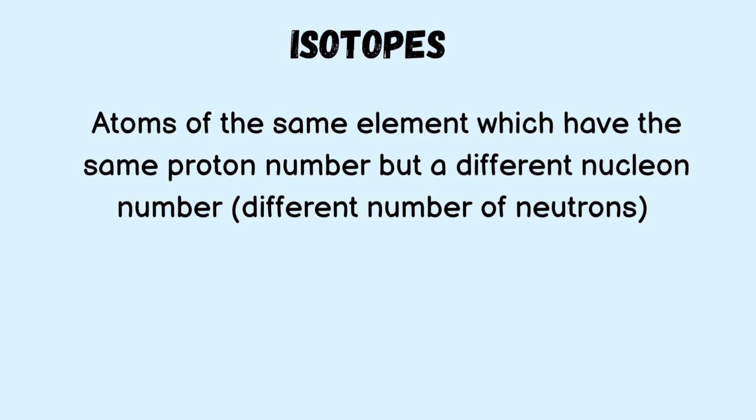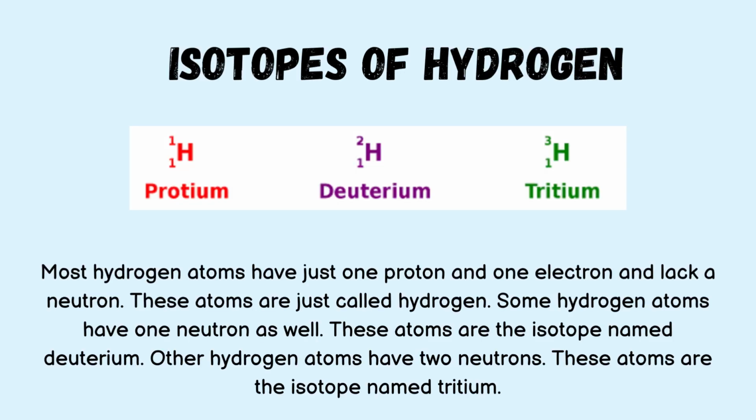What are isotopes? They are the atoms of the same element which have the same proton number but a different nucleon number. That means different number of neutrons. Example: isotopes of hydrogen, protium, deuterium, and tritium, 1H1, 1H2, and 1H3.